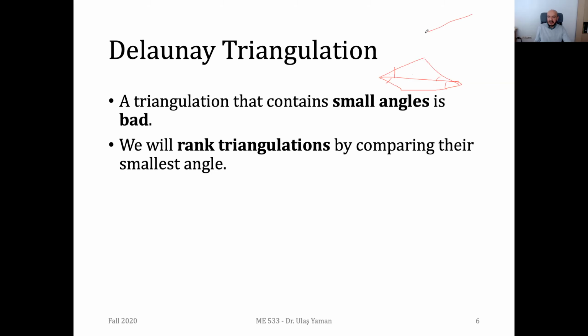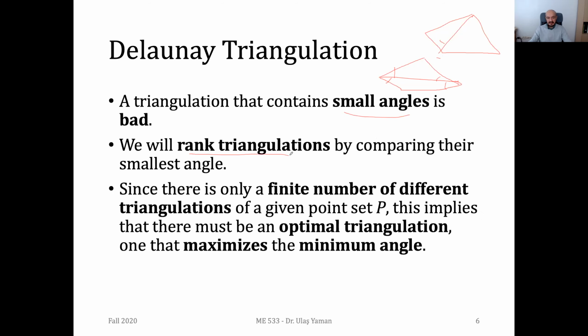Assume that we have almost the same shape, and that will be much better. As you see, in this case, we flip this interior edge to this one, and you see that the angles are modified a lot. This time we have larger angles, and our aim will always be to find such triangulations having larger angles. We don't want to prefer smaller angles, and that's why we'll try to find a way to rank these triangulations in terms of their angles.